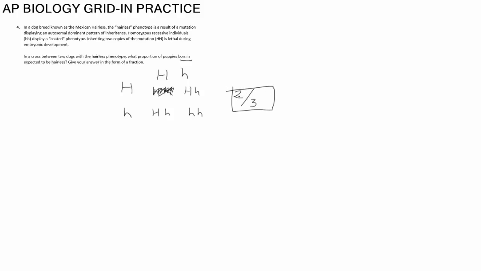And on the fill-in, you would do 2/3 because it asks specifically for the answer in the form of a fraction. Any other way of representing that number would not be okay.